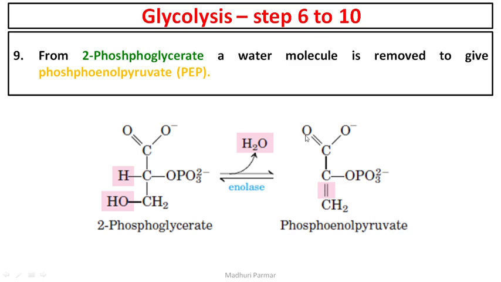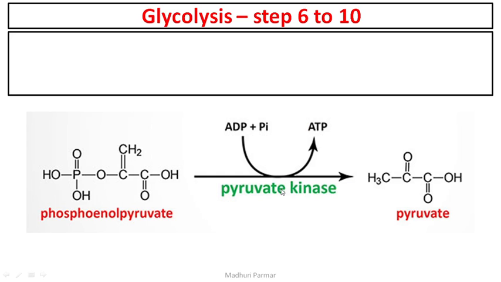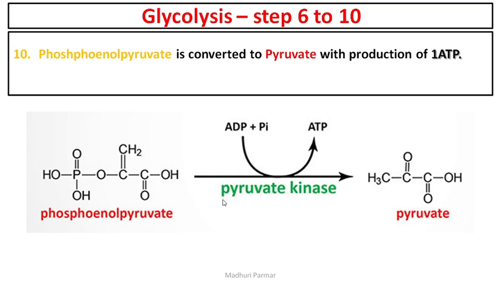Phosphoenol pyruvate, or pyruvic acid. This is the 9th step, and the water molecule is removed here. The enzyme is enolase. And the final step is another step where you are getting ATP, from phosphoenol pyruvate by the help of pyruvate kinase. Okay, the enzyme is pyruvate kinase.